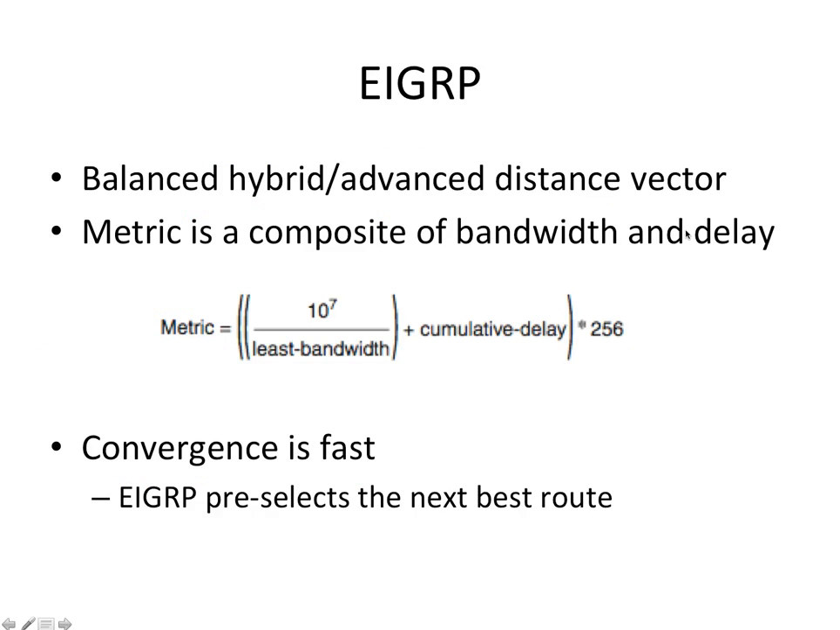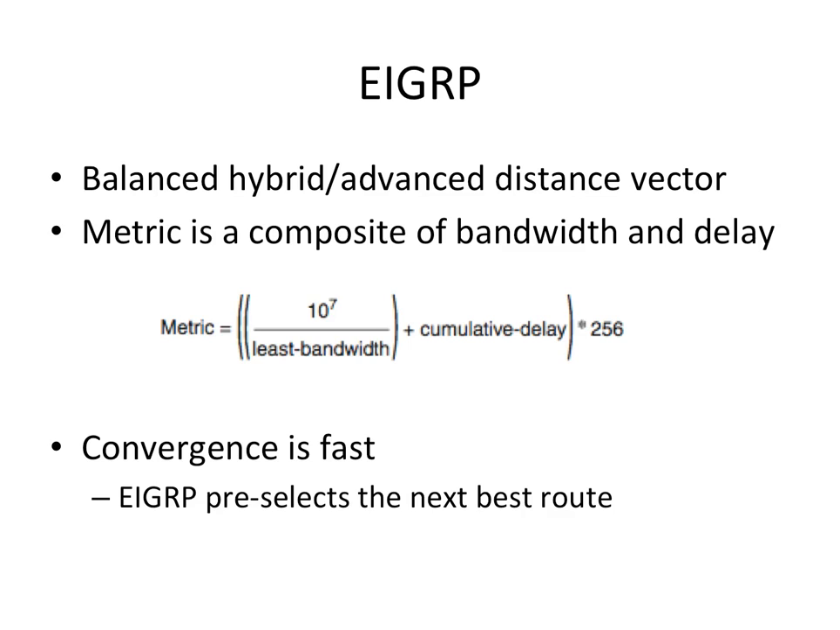EIGRP is a Cisco proprietary routing protocol. What that means is that you can only use it with other Cisco equipment. It's considered a balanced hybrid or advanced distance vector routing protocol. What that really means, I don't know. Distance vector is just hop count.